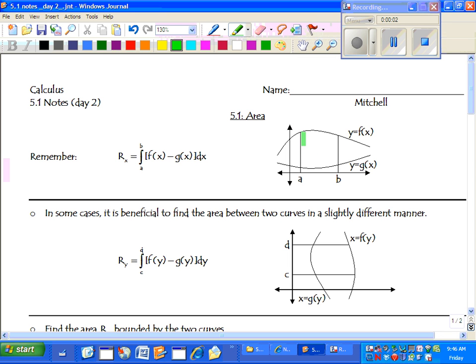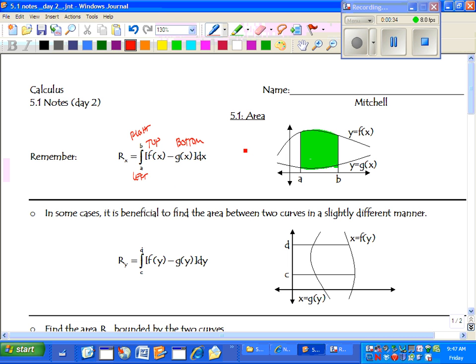Remember from the other day, if we want to find the area between two curves on an interval from A to B, we can use this formula here, where f of x is going to be our top function, g of x is our bottom function. And for this to work, f of x has to be above g of x the whole time. And remember, a is the leftmost point on our interval, and b is the rightmost x value on our interval.